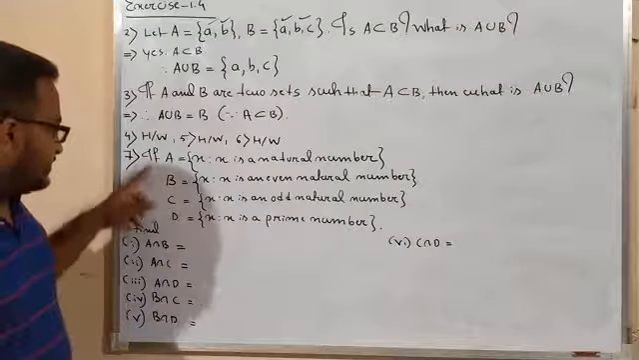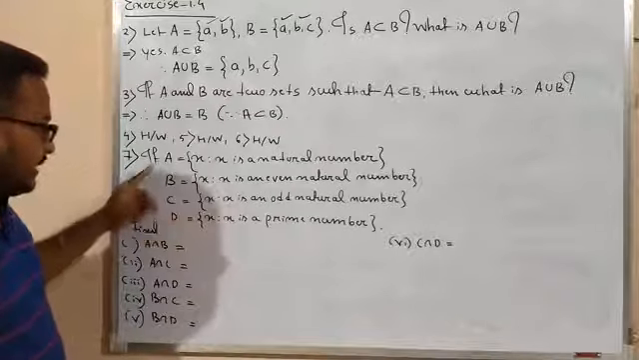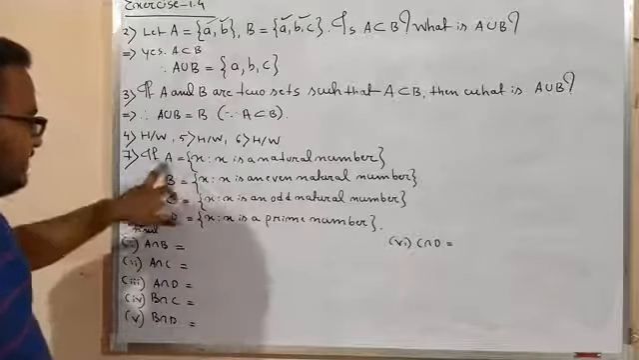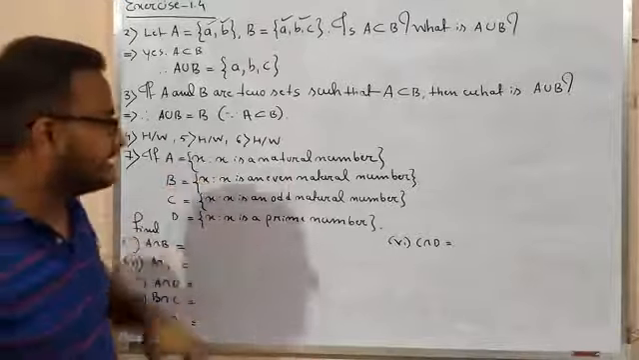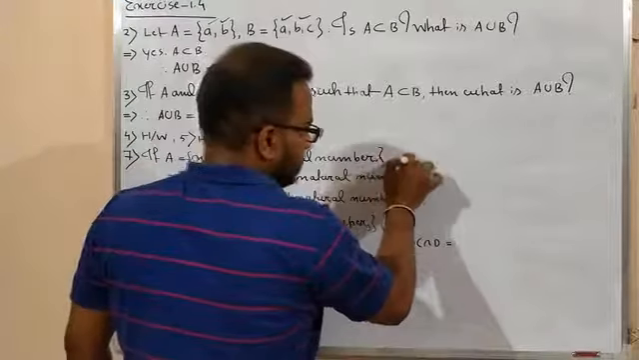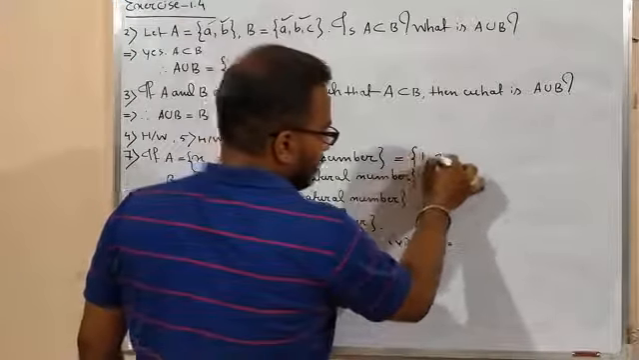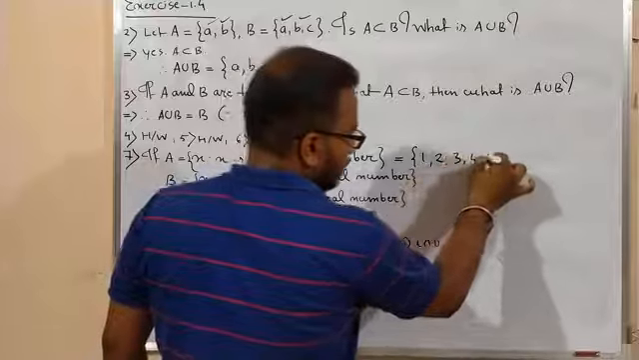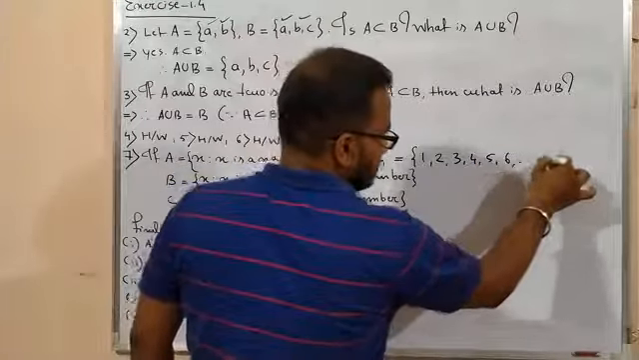Then number 7. Number 7 is what? Four sets are given to you. Set A is A equals {x such that x is a natural number}. Now what type of set is this A? A is {1, 2, 3, 4, 5, 6, ...}. This type of set.